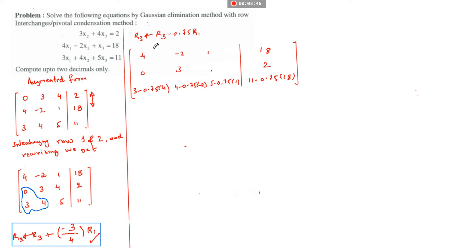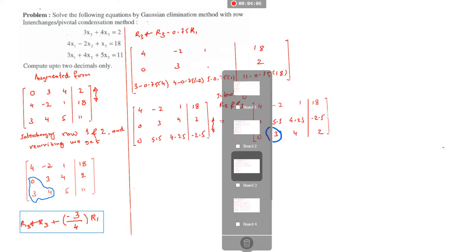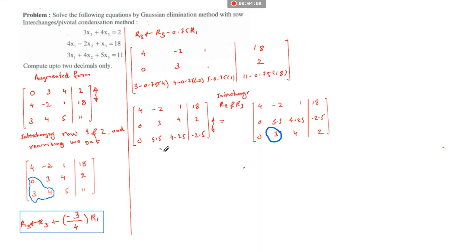If you do it, this is 3 minus 0.75 times the 4, 4 minus 0.75 times the minus 2, 5 minus 0.75 times the 1, 11 minus 0.75 times the 18, right? And if you simplify this, you will get the next matrix. This is the matrix you get.